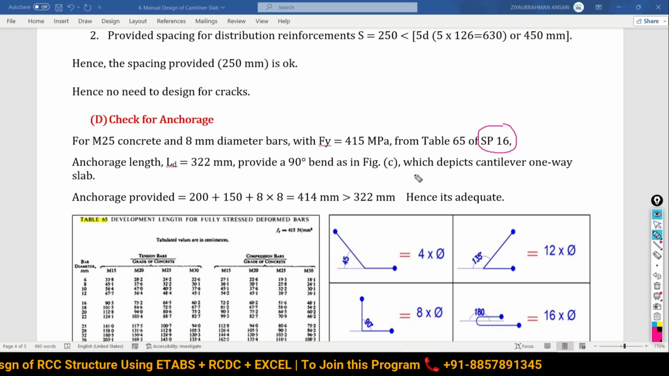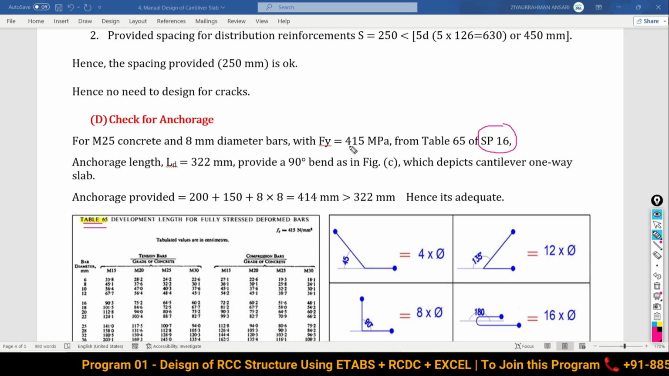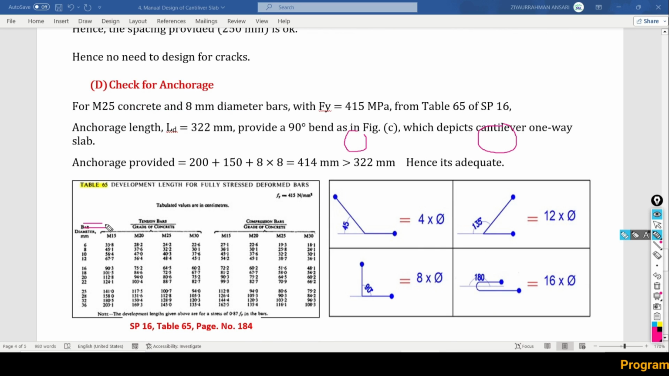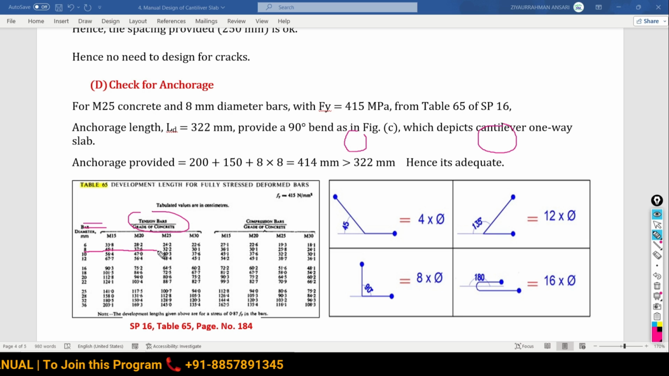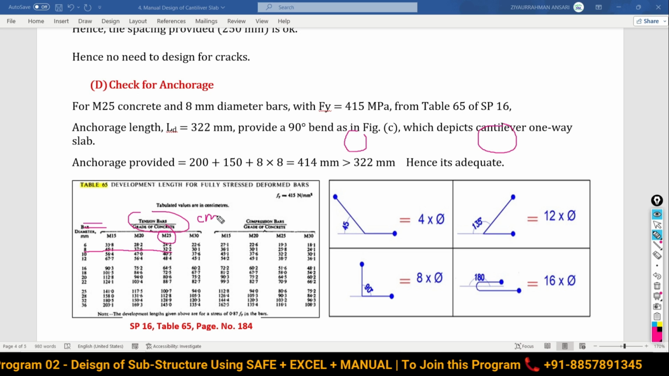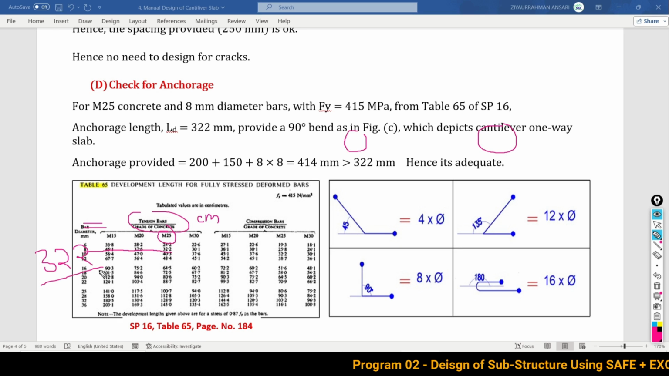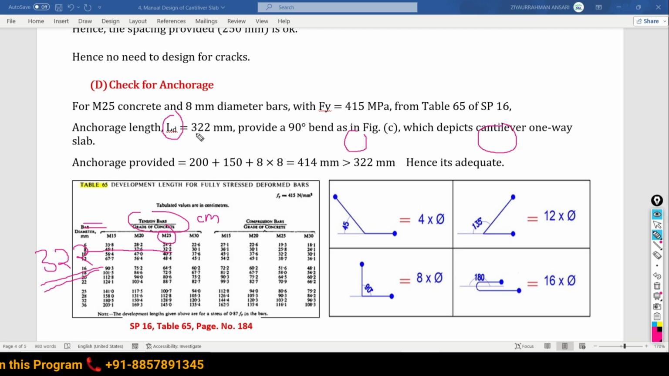As per SP16 Table 65, for the Fe 415 grade of steel, M25 grade of concrete, and an 8 mm diameter bar, for tension reinforcement the value is 32.2 centimeter. In mm, it becomes 322. So this much minimum anchorage length should be present. Sometimes we call it development length also. Anchorage length or development length, both are the same. So at least 322 needs to be provided.